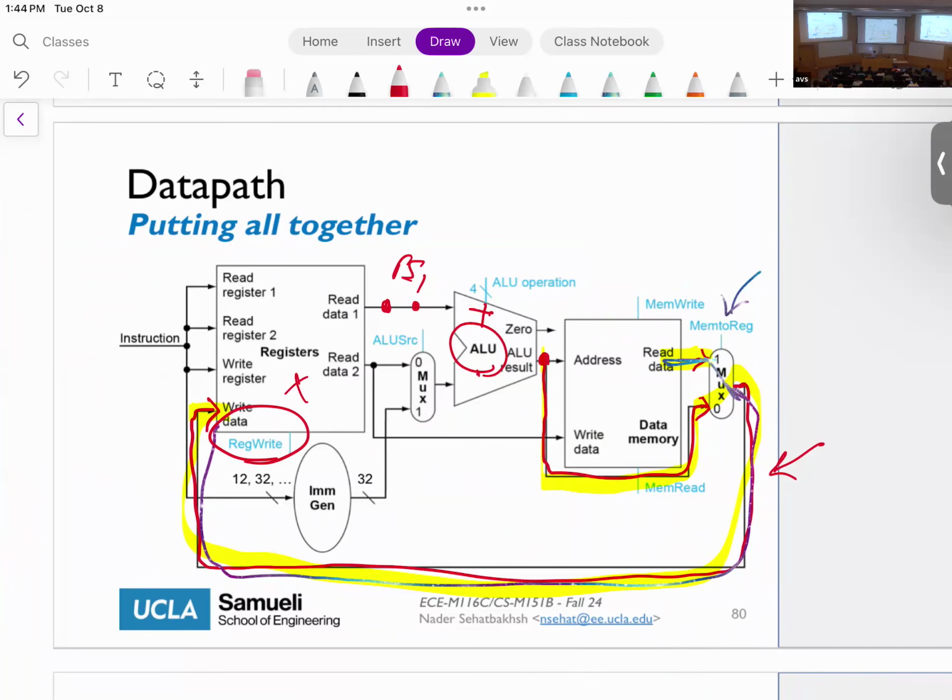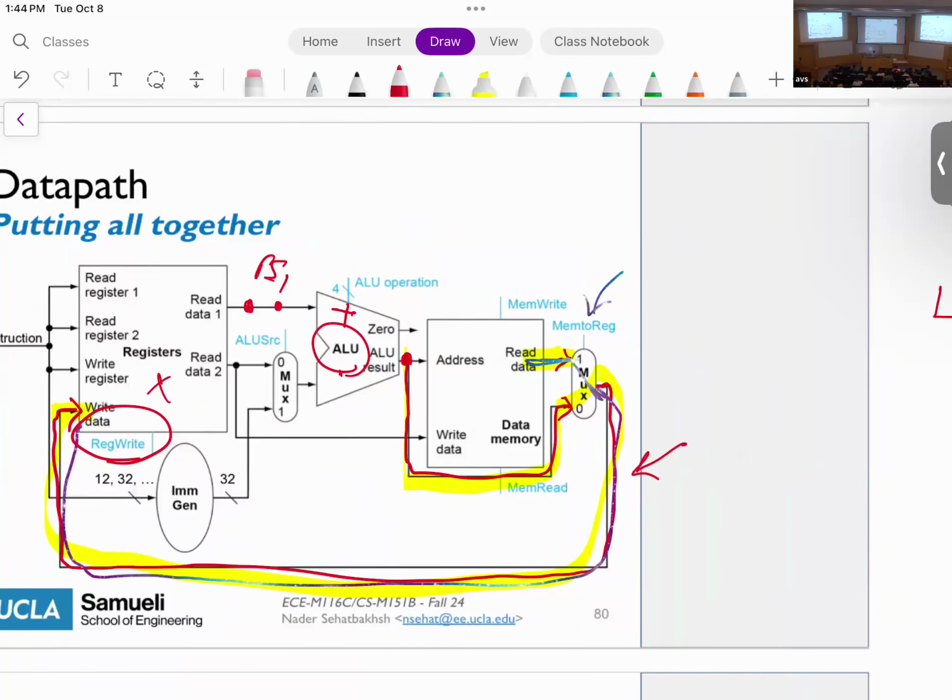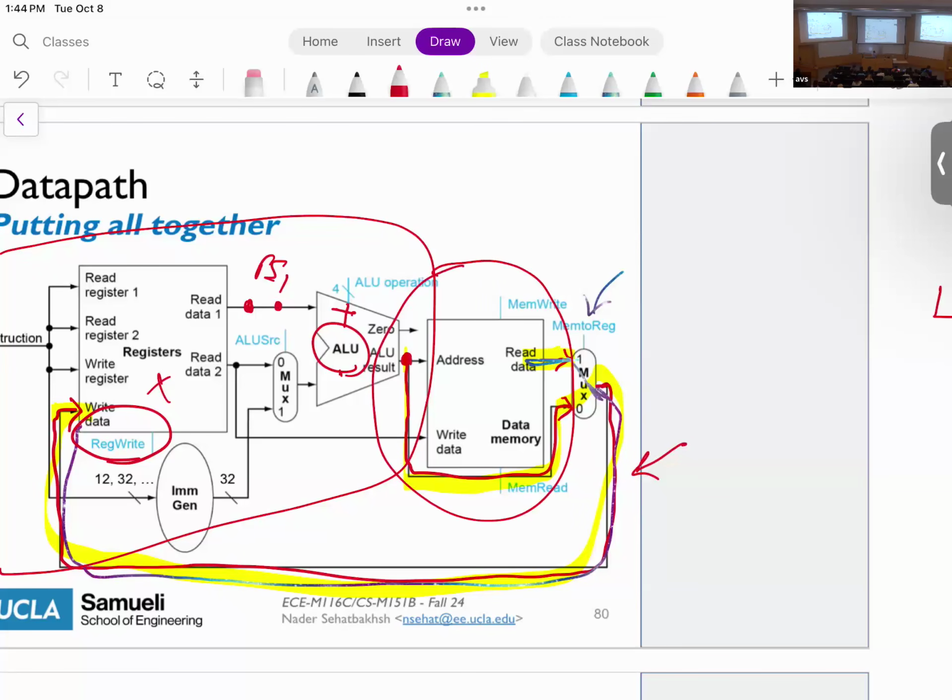Okay? So again, taking a step back. This part we already discussed. What we are adding now is this part. I told you that one major design decision that I make here is that I'm not going to add a dedicated adder for computing the address. What I'm going to do instead is reuse the ALU itself and the adder within the ALU. So I'm going to connect the output of my ALU to the address.